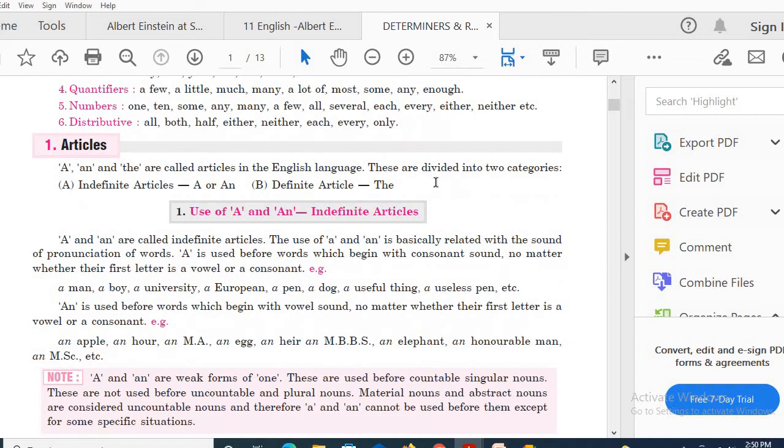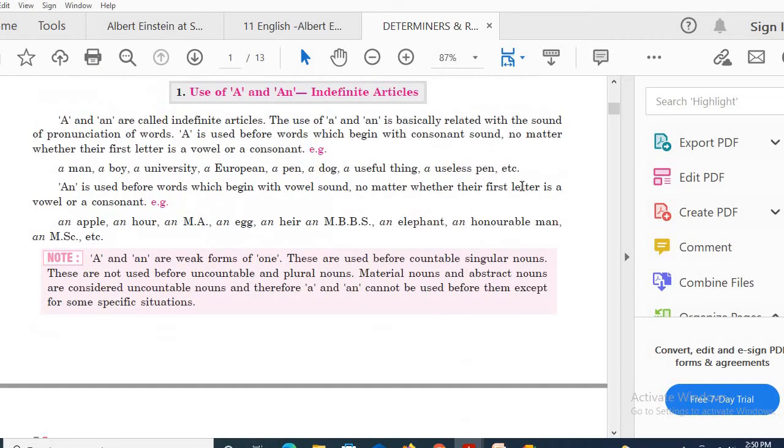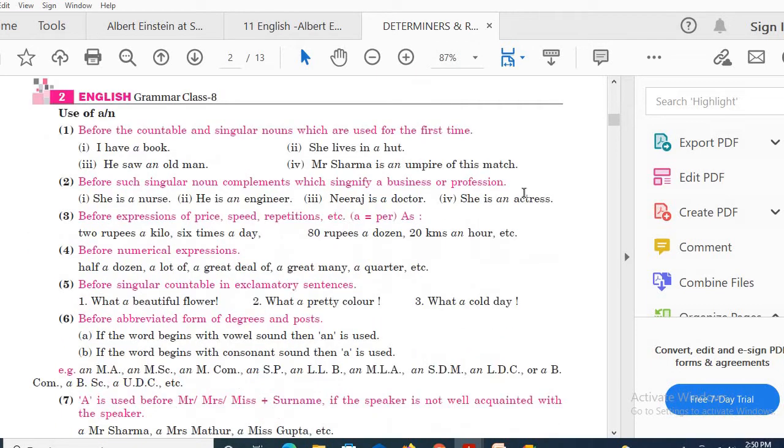Now the first important one is articles. You have read in your junior classes about indefinite and definite articles, isn't it? The indefinite article is a or an, and the definite article is the. But the application is very important, where determinants are used.